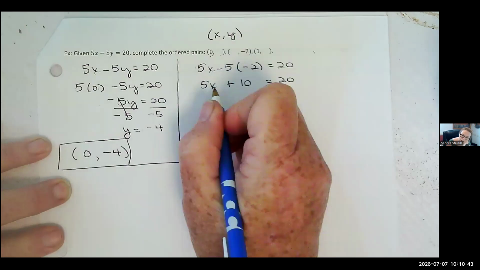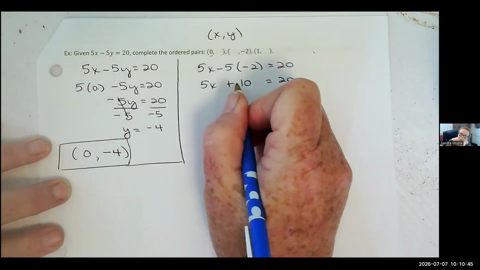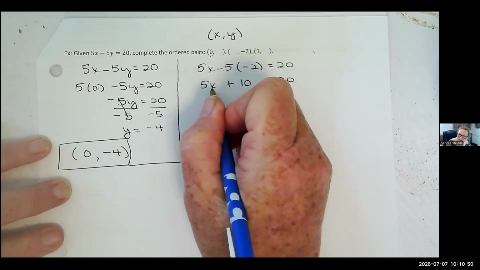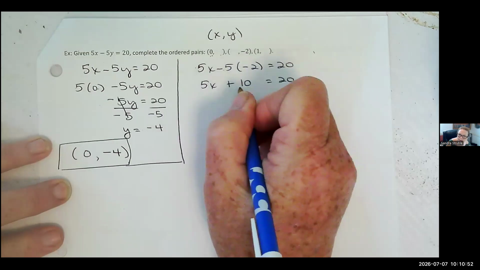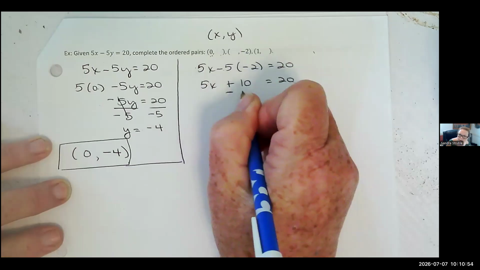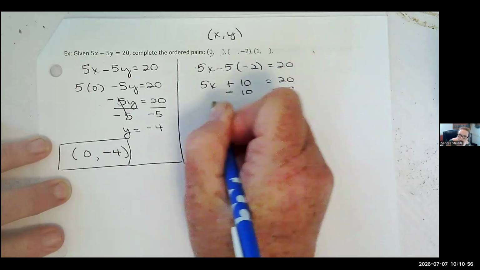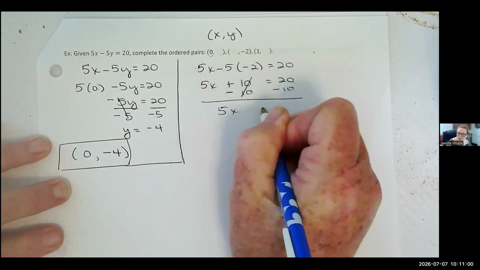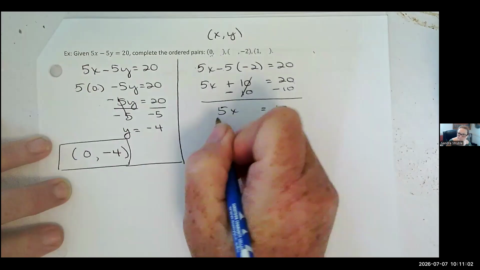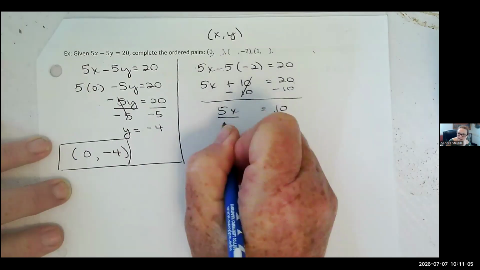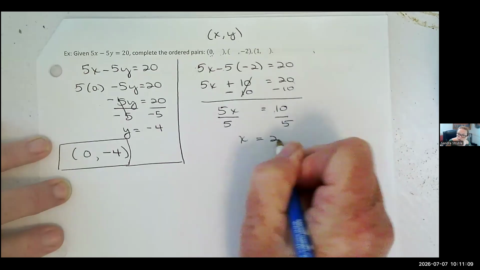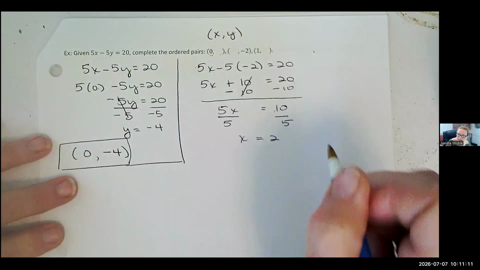So I need to move this to the other side. I want to solve for x, which means x has to be all by its little lonesome. So 10 needs to move over. I need to subtract 10 from both sides of the equal sign to get it over there. This is gone. I'm left with 5x is equal to 10. 5 is multiplied to x. The opposite of multiplication is division. So I'm going to divide both sides by 5. And x equals 2. So my answer is not 2. My answer is (2, -2). That's the ordered pair.